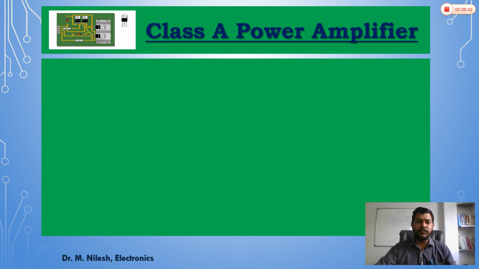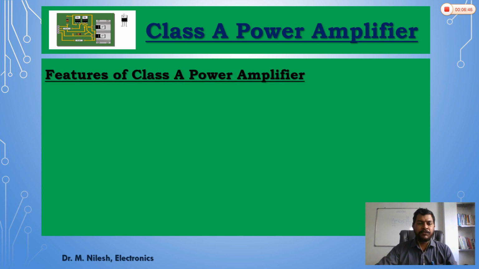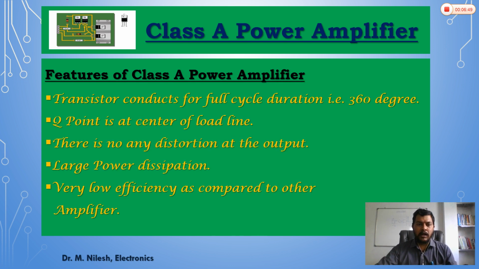Now coming to the first power amplifier, that is the Class A power amplifier. The features of Class A power amplifiers are as follows: the transistor conducts for a full cycle duration, that is 360 degrees. The Q point is set at the center of the load line. There is no distortion at the output. Large power dissipation is there, and similarly the disadvantage is very low efficiency as compared to the other amplifiers.